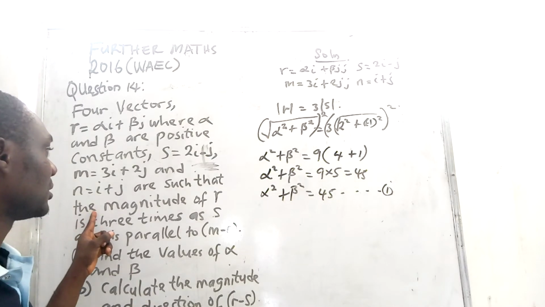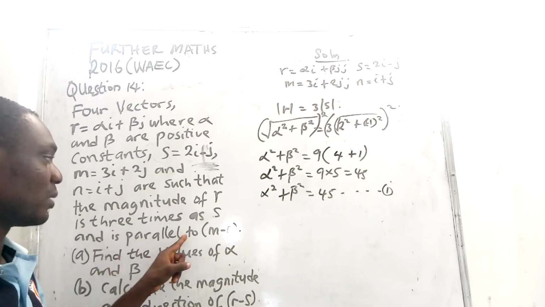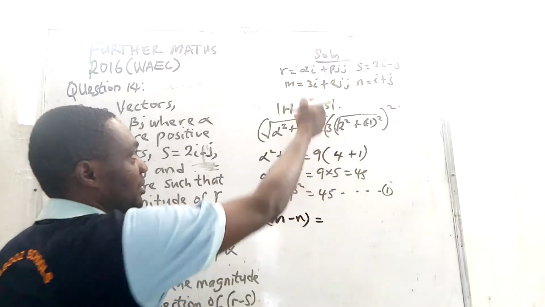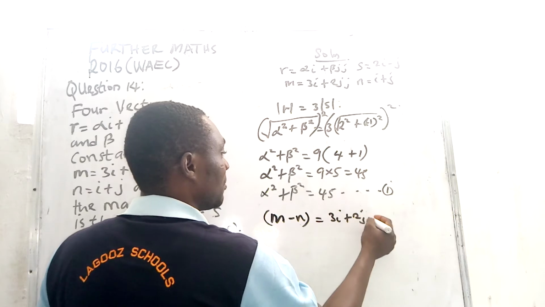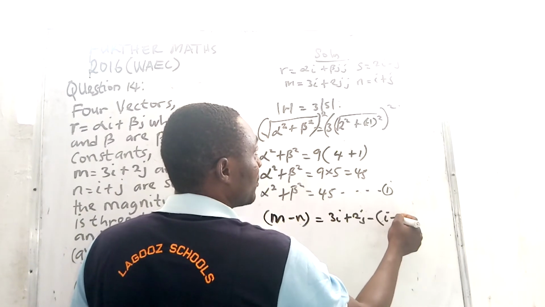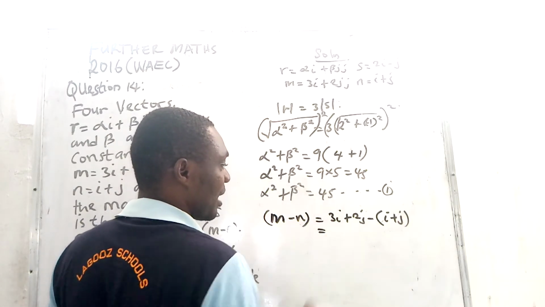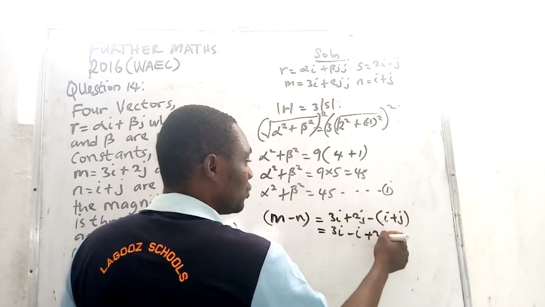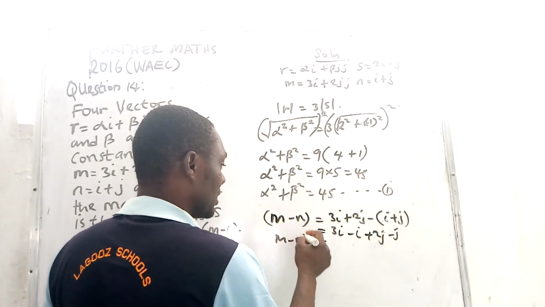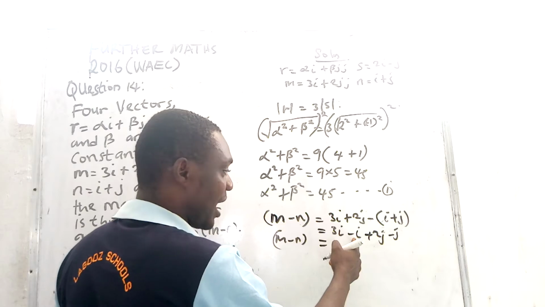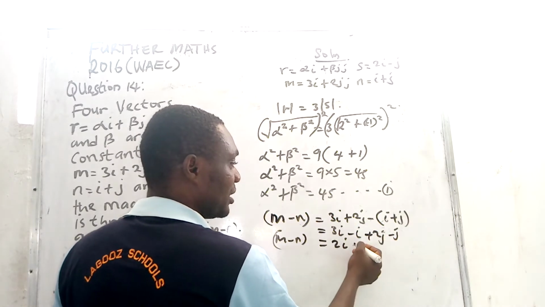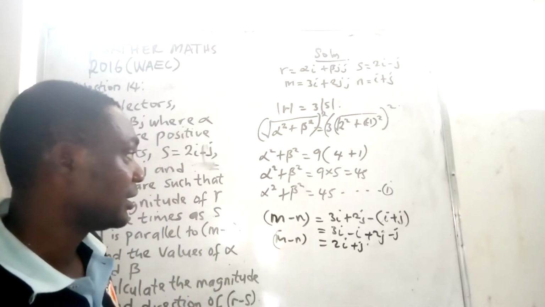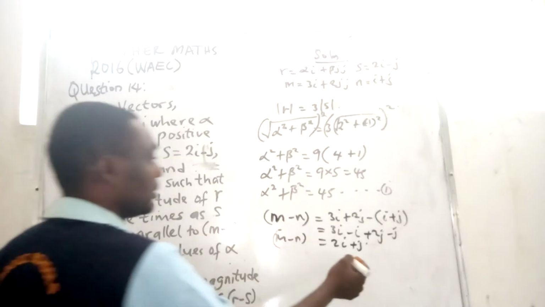The next statement is that r is parallel to m minus n. So first of all, look for m minus n. m minus n equals 3i plus 2j minus i plus j. On opening the bracket, we're going to have 3i minus i, since minus times i is minus i, collecting like terms, plus 2j minus j. So m minus n is going to be equal to 3i minus i, which is 2i, plus 2j minus j, which is j. So this is m minus n. Now I'm going to keep equation 1.